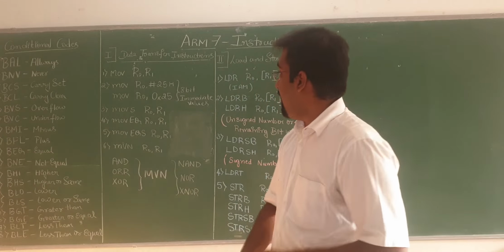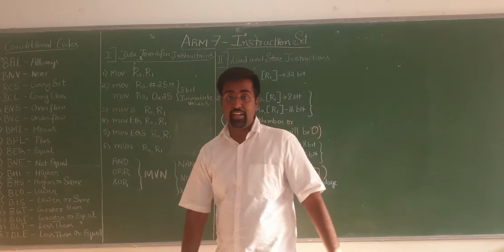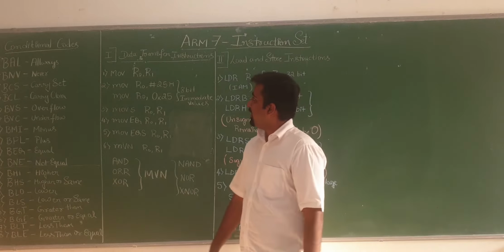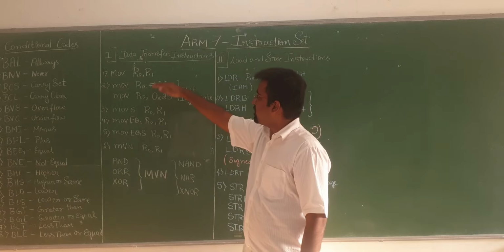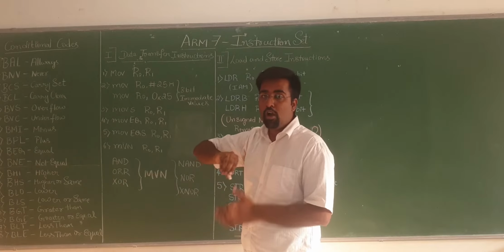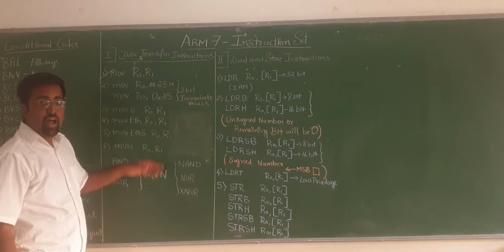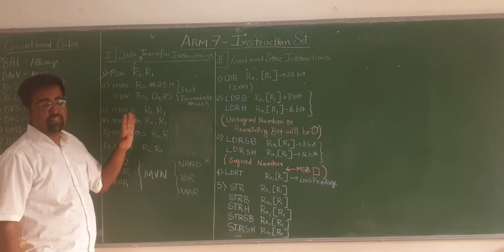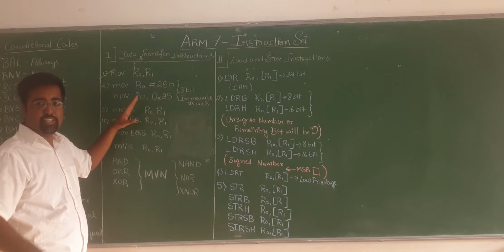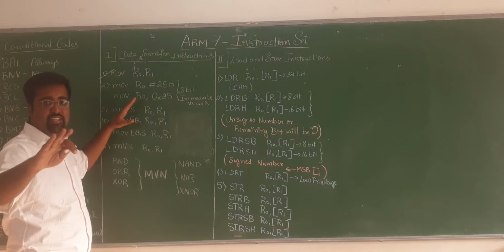So I have a list of examples for data flow instructions. In data flow instructions, my first example is MOV R0, R1. What does this operation do? R0 gets the value of R1. This is very simple. This type of question will not be asked in your examination.